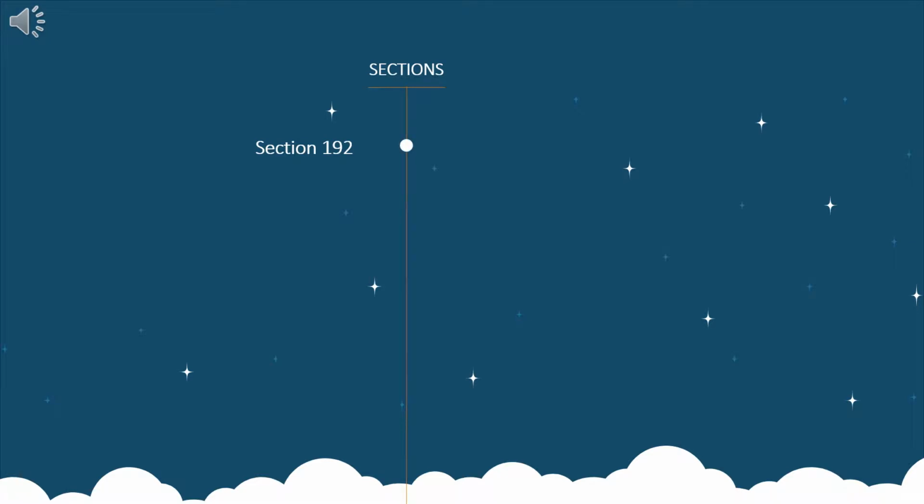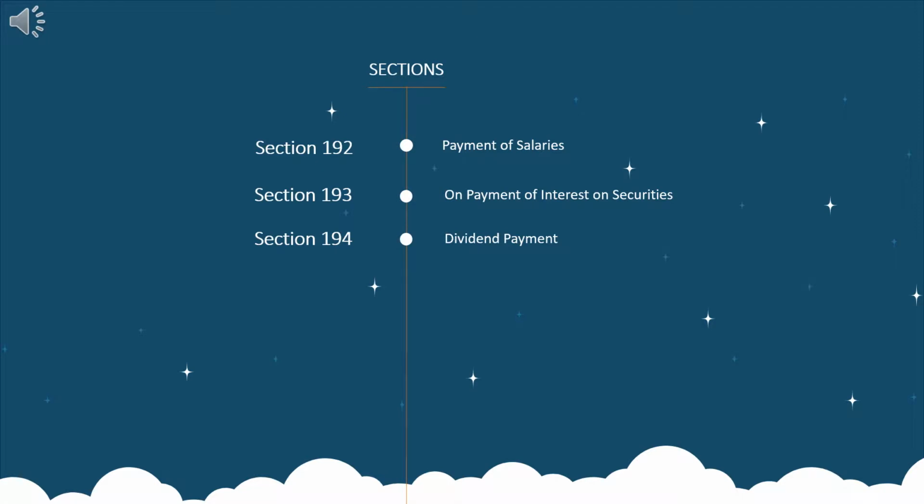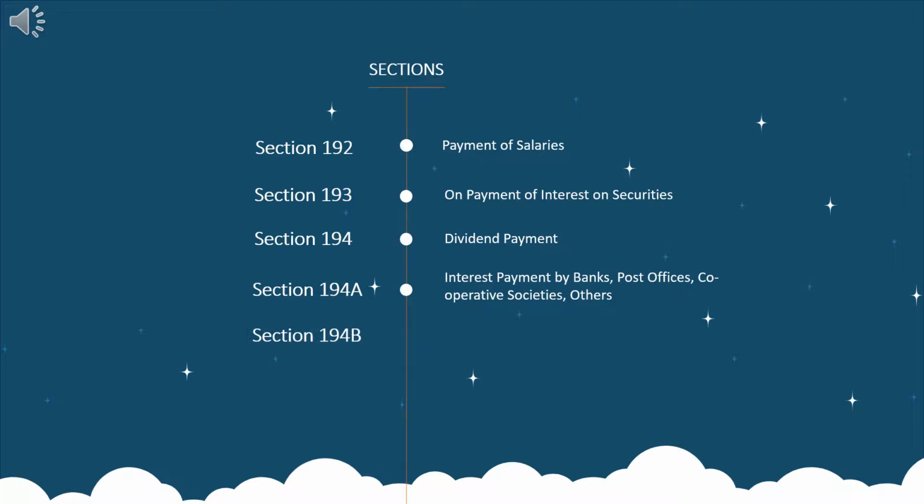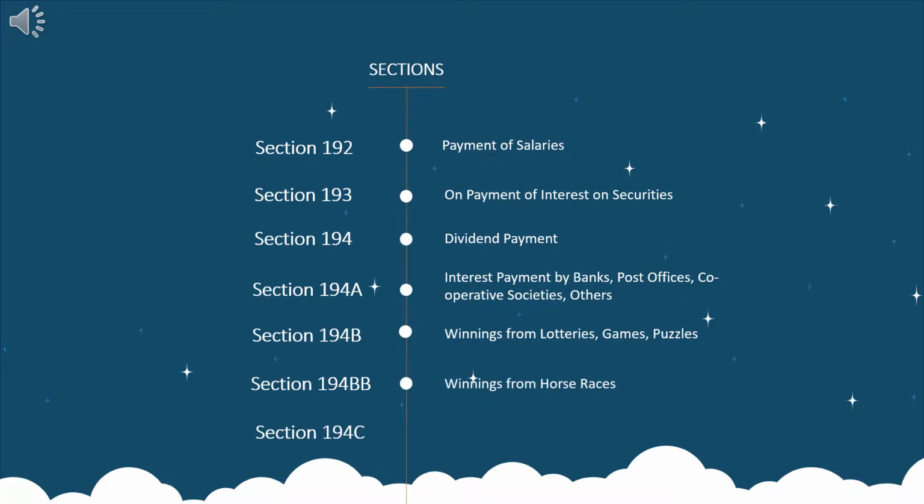Section 192, payment of salaries. Section 193, on payment of interest on securities. Section 194, dividend payment. Section 194A, interest payment by banks, post offices, cooperative societies, others. Section 194B, winnings from lotteries, games, puzzles. Section 194BB, winnings from horse races. Section 194C, payment to contractors or subcontractors.